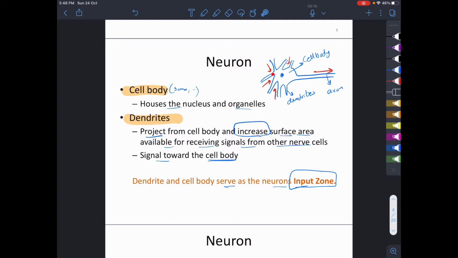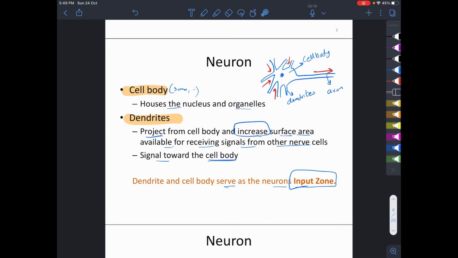Dendrites are processes, the extensions here, and they increase the surface area available for receiving signals from other nerve cells. So here receiving, here sending. Important: dendrites receive signals, the axon sends. It sends from the axon and receives at the dendrites. Who receives information? Dendrites.